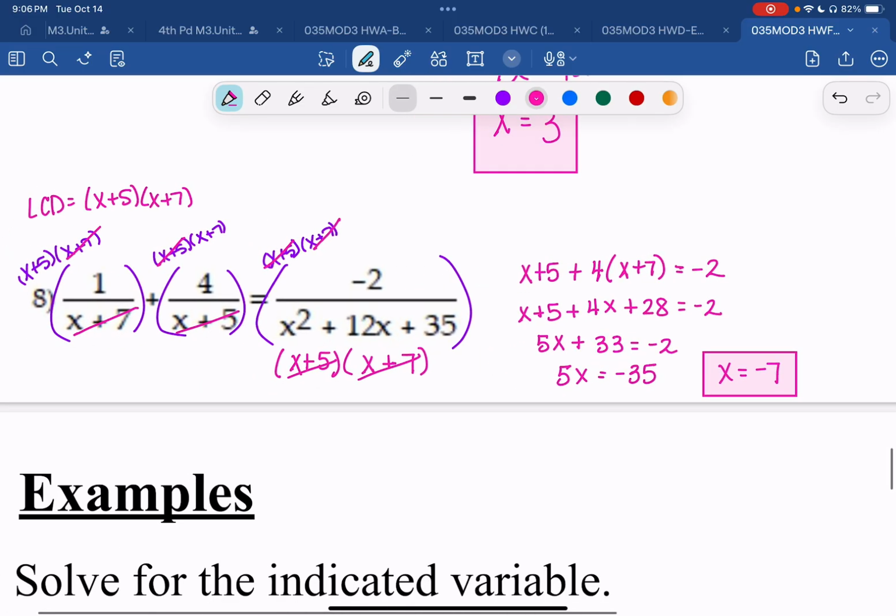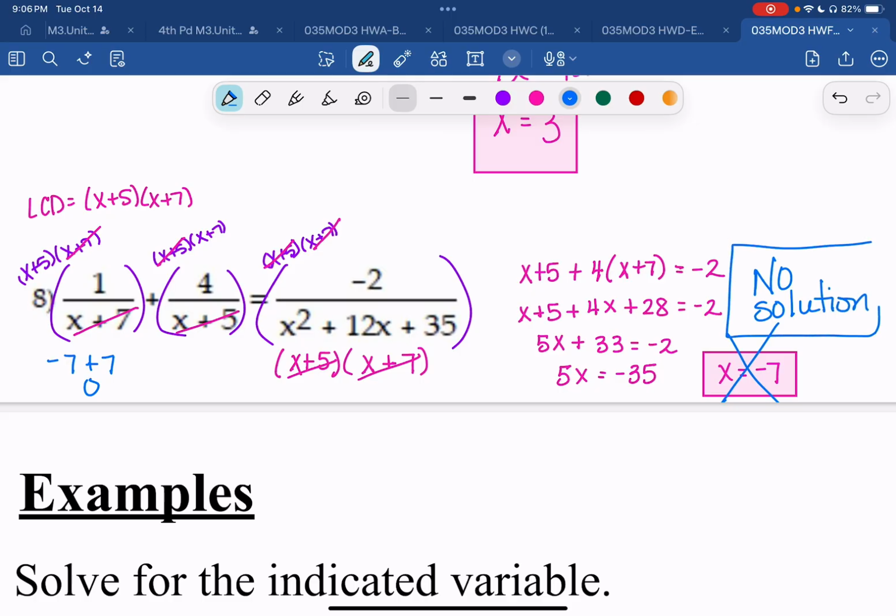Okay, but let's take a look at our problem. So negative 7, if I were to come over here and plug in a negative 7. Oops, I forgot to write the negative 7. That's going to give me 0. I can't divide by 0. So this one right here, we didn't do anything wrong. It just doesn't work. So this right here is an extraneous solution. So we would put no solution for our actual answer, okay? So make sure again that you're checking these because otherwise we would not have found that.